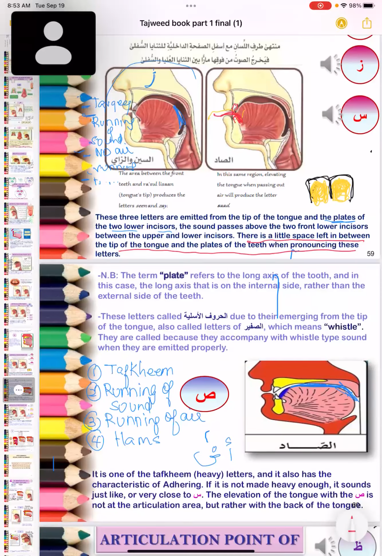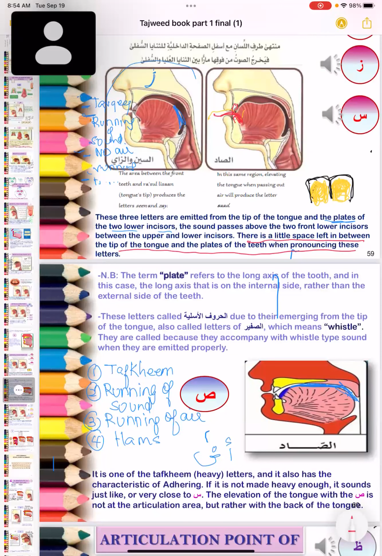Okay, now in Sod, what's happening? You know that Sod is a letter of isti'ala, the thick letter, tafkhim letter. So the back of the tongue is raised up all the way to the roof of the mouth. It's one of the letters that is high up on the hierarchy of isti'ala, right? So the back of the tongue is close to the roof of the mouth, and the tip of the tongue is close to the plates of the lower teeth. So the sound is going to be thick, tafkhim, isti'ala.